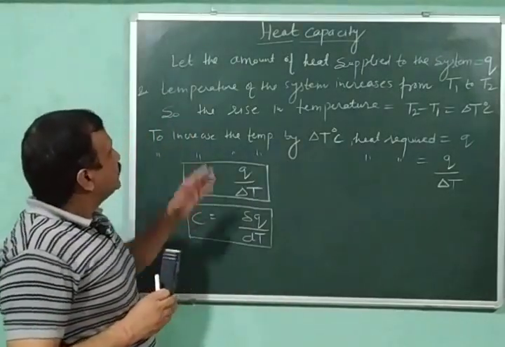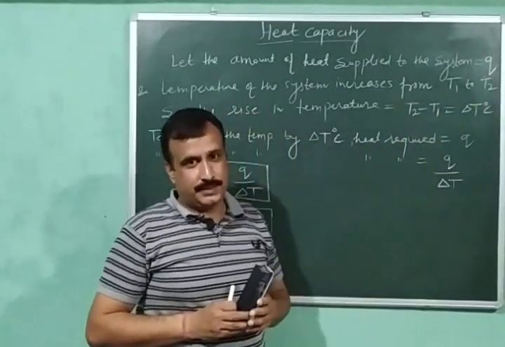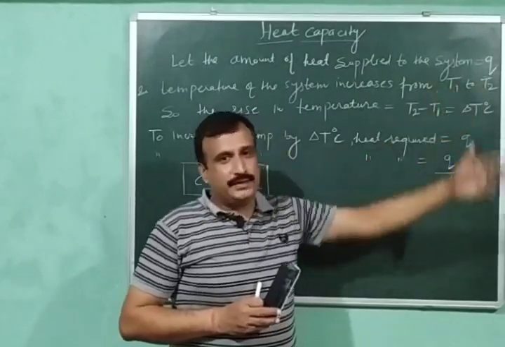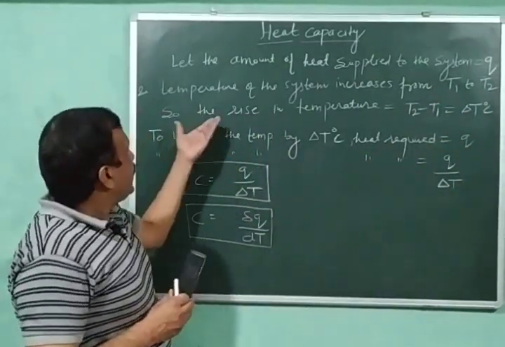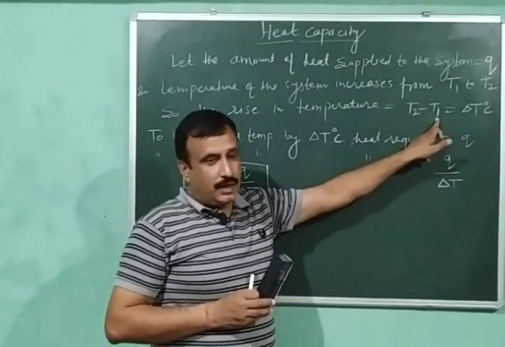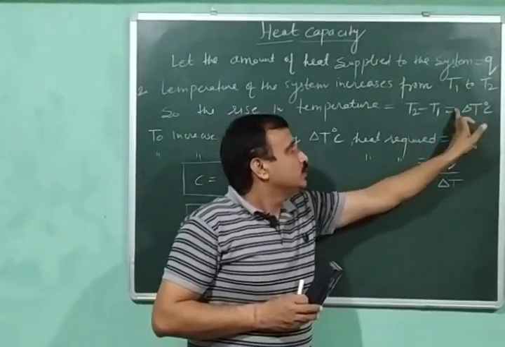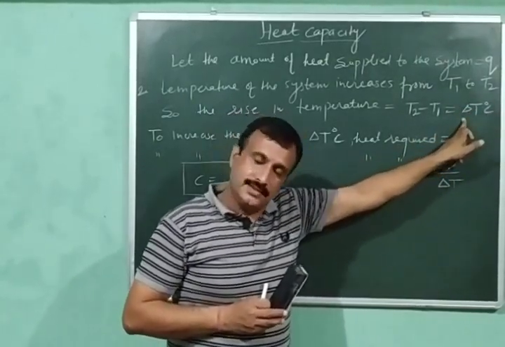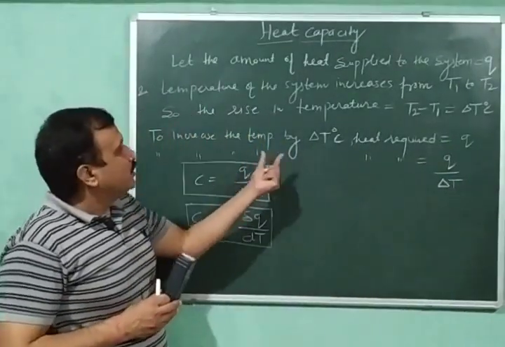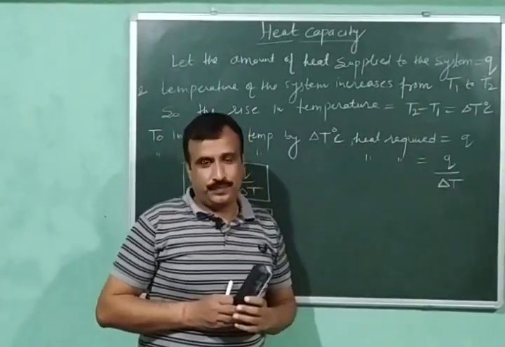The temperature of the system increases from T1 to T2 degree Celsius. So T1 is the initial temperature and T2 is the final temperature. The rise in temperature will be equal to T2 minus T1, which I have represented by delta T degree Celsius. So delta T degree Celsius is the rise in temperature. Now to increase the temperature by delta T degree Celsius, the heat required is equal to Q.